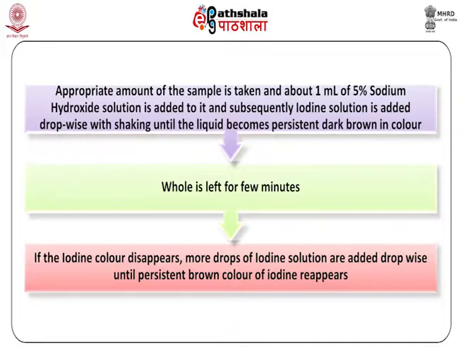The whole is left for a few minutes. If the iodine color disappears, more drops of iodine solution are added drop-wise until the persistent brown color of iodine reappears. A few drops of dilute sodium hydroxide solution are added to remove the extra iodine. An equal volume of water is added and left for about 10 minutes. Observation of a yellow crystalline precipitate indicates a positive test for the presence of ethanol.